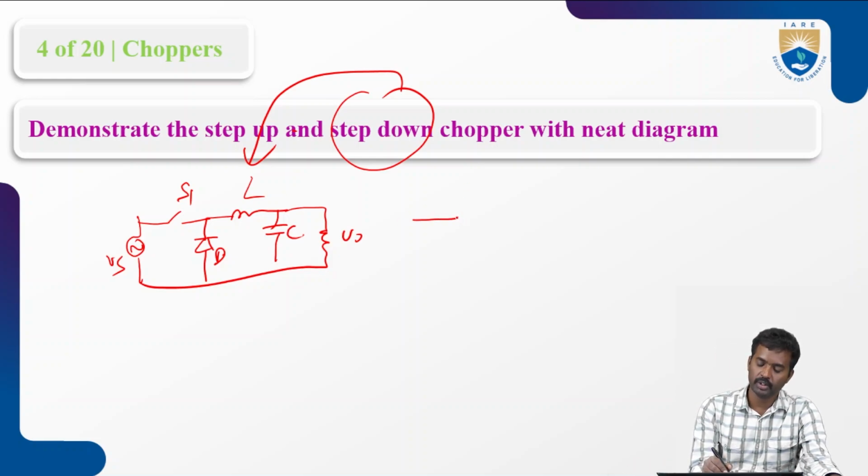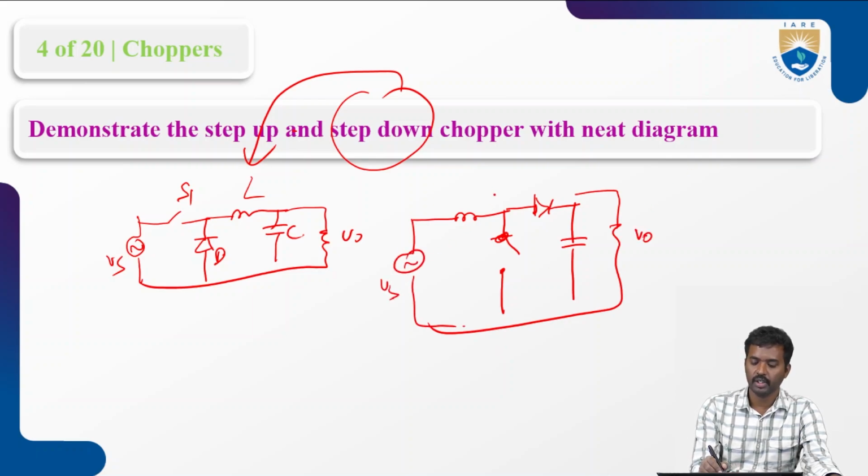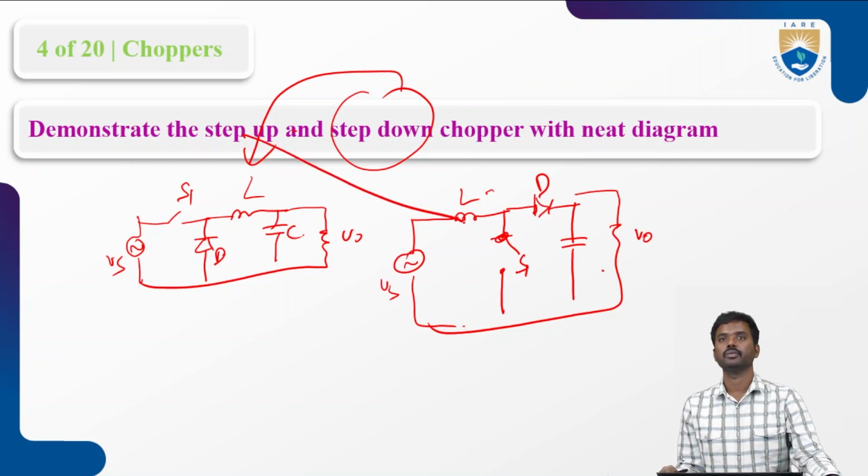Step up chopper means this is the inductor and this is the switch. Next here this is the diode, and next this is the capacitor, and here is the output voltage V0 and Vs and L, and this is switch S1 and D and C. So that is the step up chopper.